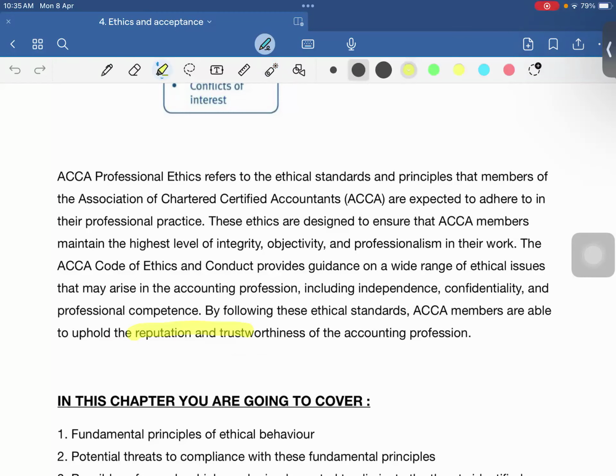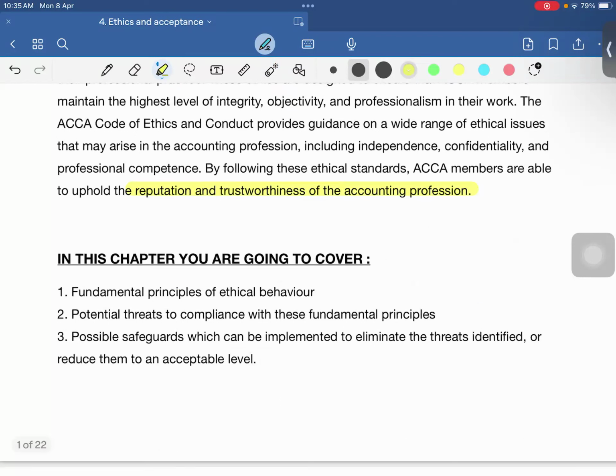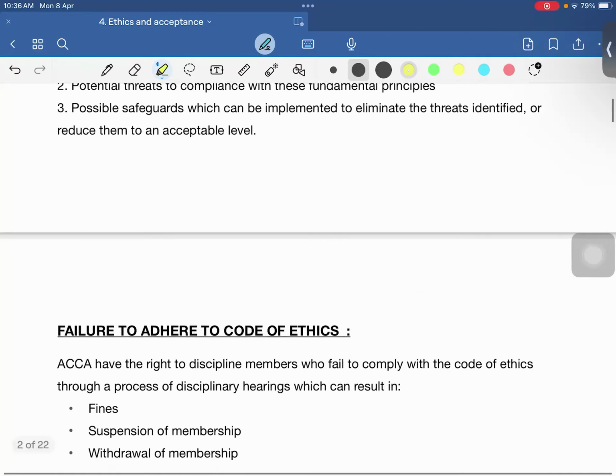Now, in this chapter, you are going to understand the fundamental principles of ethical behavior. That is, what are the ethics that are there in the ACCA. Then we are going to discuss what are the possible things that might put that ethics in danger. That is the threats. Clear? Now, when we study about threats, we are going to study how these threats can be mitigated. That is all about this chapter.